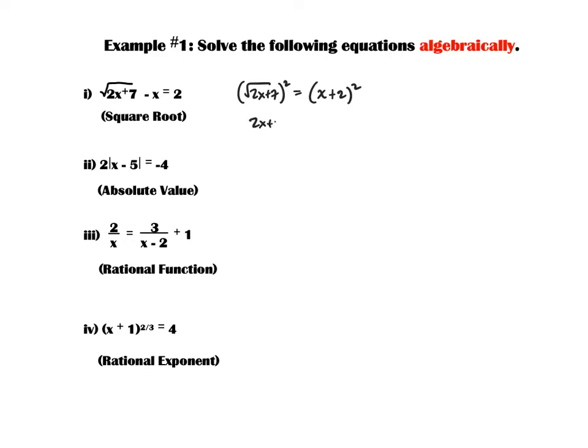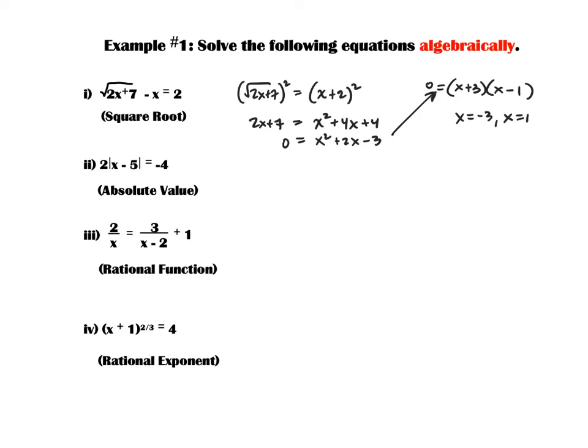Looks like I would get 2x plus 7, and then I would have to FOIL this. I'd get x squared plus 4x plus 4. Getting everything to the right side, I would have x squared plus 2x minus 3. And I believe that will be factorable, as two linear factors, x plus 3 and x minus 1. Those 3 and negative 1 would multiply to negative 3 and add to 2. Therefore, x equals negative 3 and x equals 1 should be solutions.